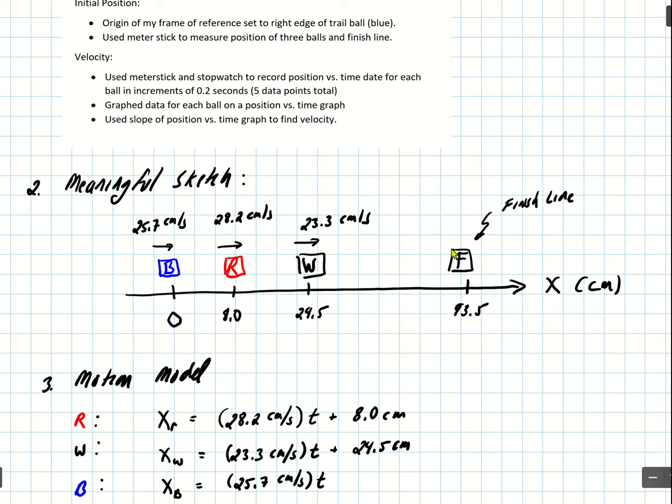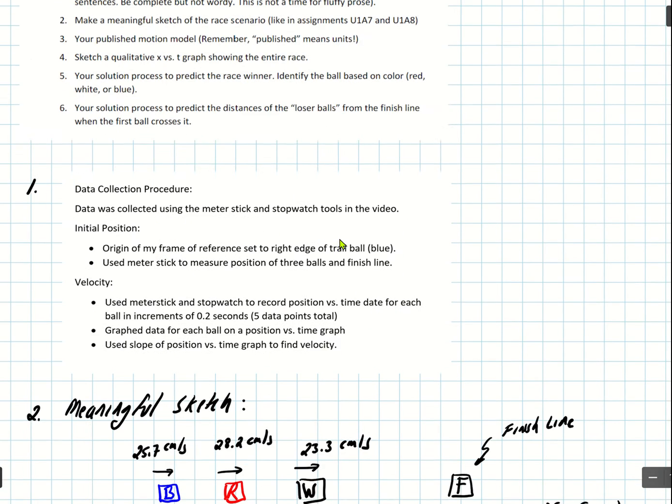Also, on my meaningful sketch, I put the location of the finish line, because that's critical to actually come up with an answer. From the video, I saw that it was 93.5 centimeters away from Blue. So there's my meaningful sketch. Everything I need to make my motion model is here. So here's the motion model. That's the next thing.